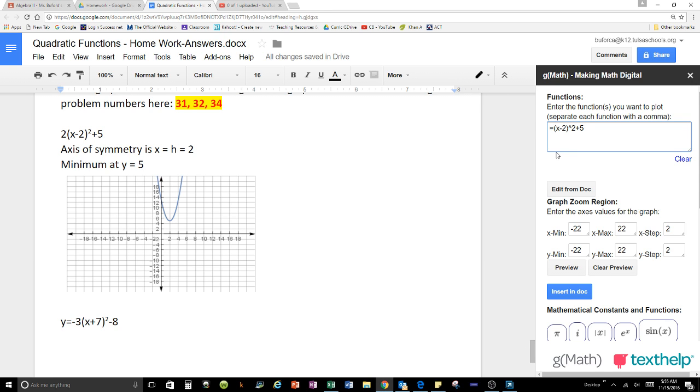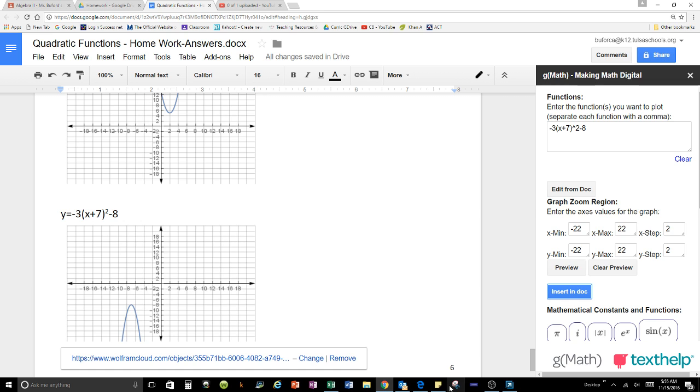That'd be a minus 3 (x plus 7) squared. Here we say minus 8. Put our cursor here, insert a dock. Yes, and we see that's just what we look like. You see it's a little skinnier because of the 3, and it opens downward because of the minus. And it's right at minus 7 and minus 8.